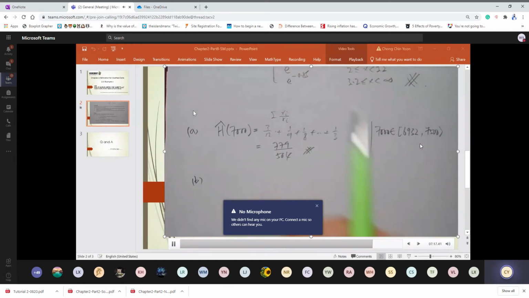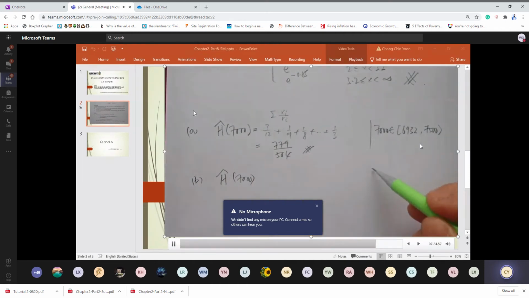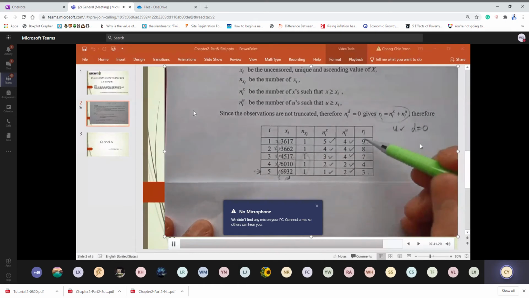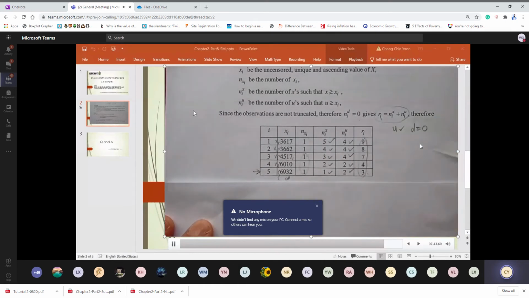For B, we need to calculate this hazard rate at 7,000 as well. And now you can see that this 7,000 falls on the last group, that is 6932 to infinity. So this is a lower bound. That means you have to consider all the risk set values. So by taking the sum of the conditional frequency divided by the risk set value, then you will get the answer.